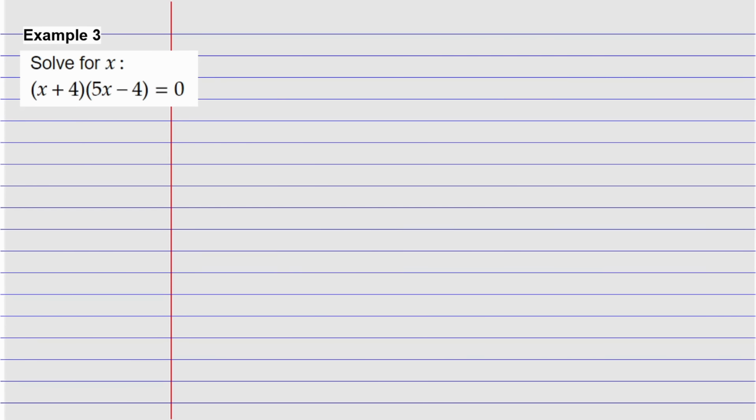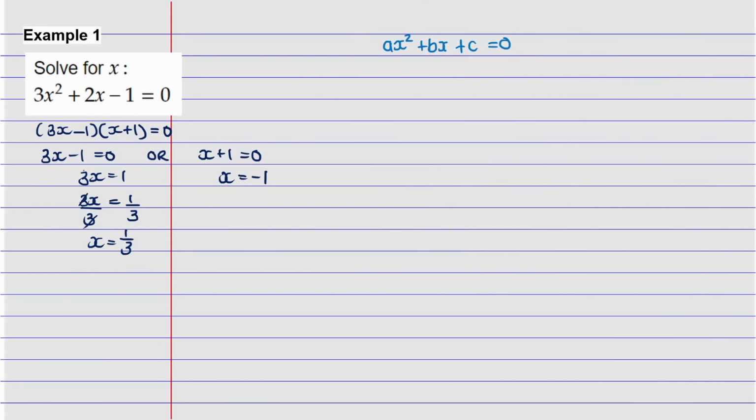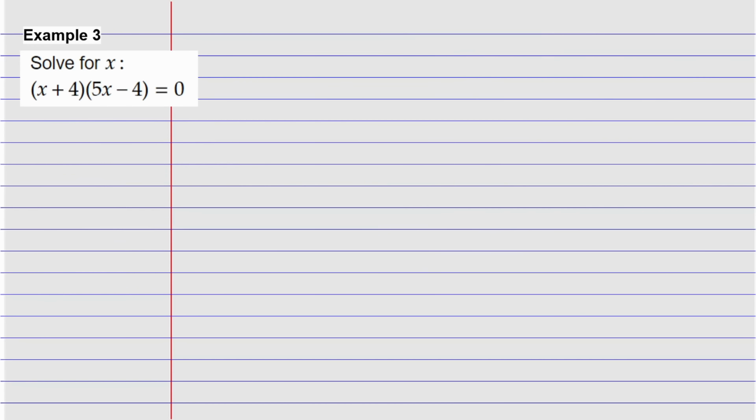Now we're going to do example 3, right? With example 3, they say solve for x, but they give us 2 brackets. If you just look at the equation, we already factorized it, right? Do you see that our goal is to first factorize? I'm just going to go to number 1. Do you see that our goal is to write it in this form? And when we have it in this form, we know that we can equate each bracket by 0, right? So example 3, that's what they gave us.